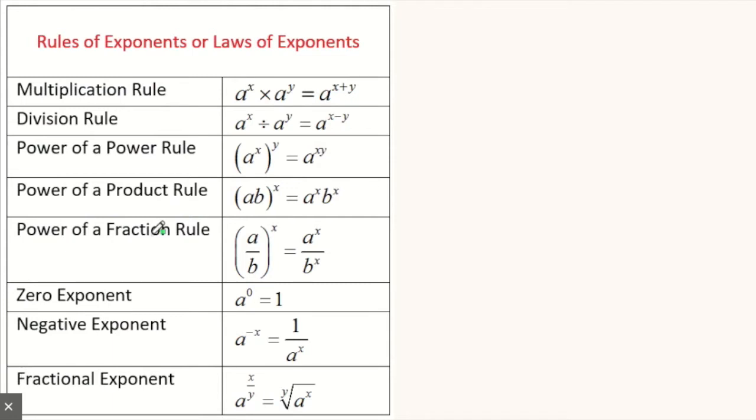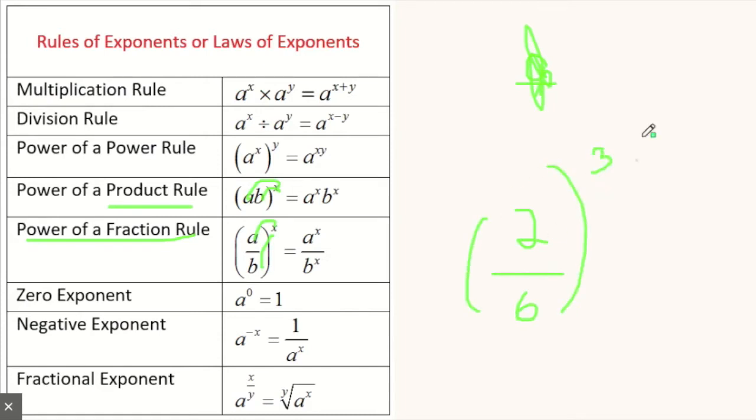The next rule we're going to go over is the power of a fraction rule. Now, it's just like the power of a product rule. When we have something like this, we apply x to both the a and the b. And we have something like this, we again apply this both to the a and the b. So 2 over 6, parentheses, let's go with the 3rd power. This is going to be the same thing as 2 cubed over 6 cubed, and then you can just solve that to get your answer.